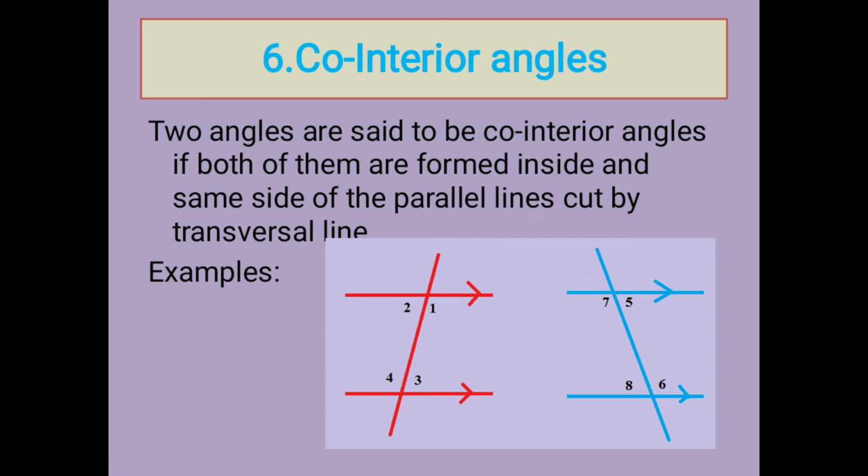You can see the similar case for the angle at position number 2 and the angle at position number 4. These two are inside the parallel lines and on the same side of the transversal line, so they are also co-interior angles. Similar is the case with the angle at the 5th position and the angle at the 6th position, and finally it is the same for the angle at the 7th position and the angle at the 8th position. And interestingly, the sum of co-interior angles is also 180 degrees, which is the same as exterior angles.